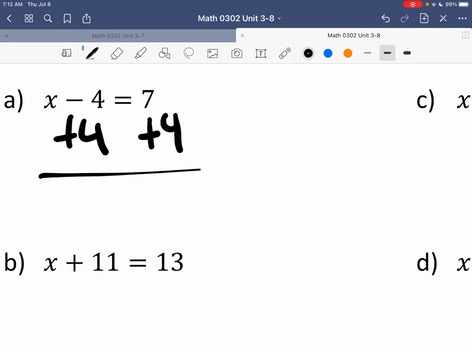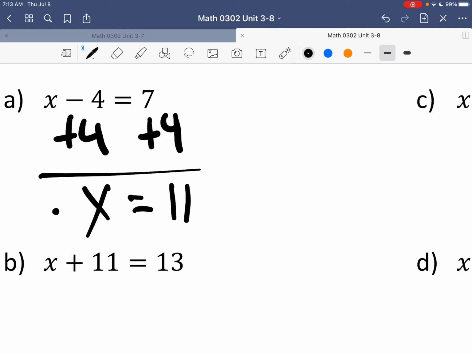On the left-hand side, we have minus 4 plus 4, which results in 0, so we just have the variable x by itself. On the right-hand side, that's 7 plus 4, which is 11. At this point, x equal to 11 is a candidate for the solution. We still need to check to make sure that it truly is a solution, and it will let us know if we used the addition property correctly.